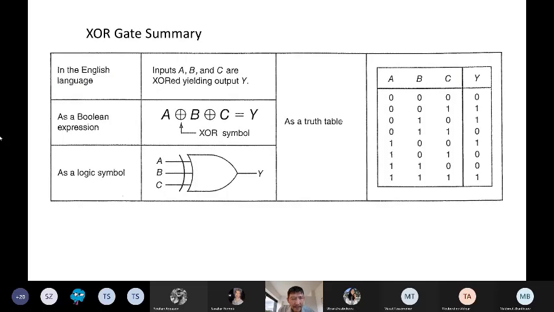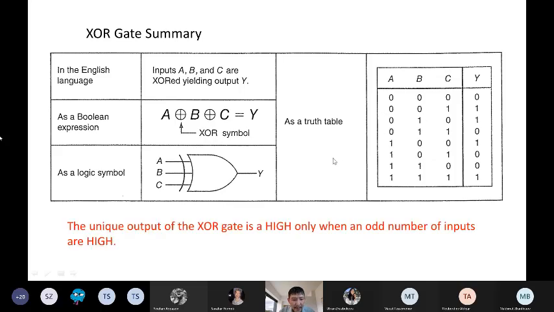Okay, this is just a short summary. In English, we could say inputs A, B, and C are XORed, yielding output Y. So this Boolean expression you should memorize, and this symbol also you should memorize. But of course, you do not need to memorize the truth table, but you should understand how to fill up this truth table. Also you need to know the unique output of the XOR gate is high only when an odd number of inputs are high.